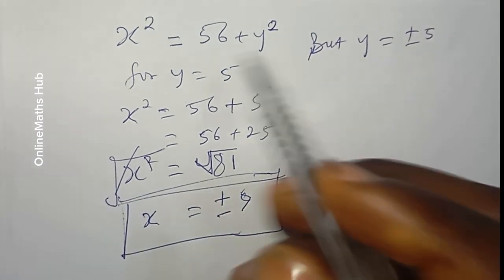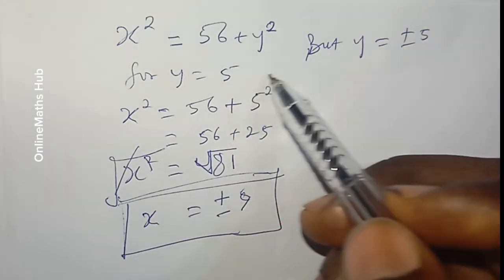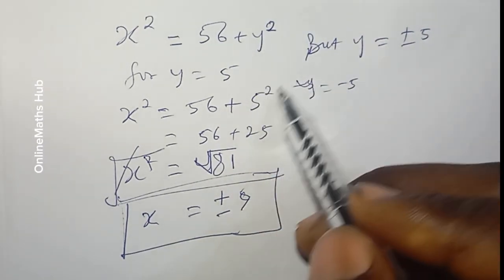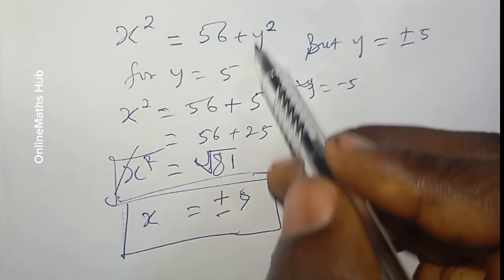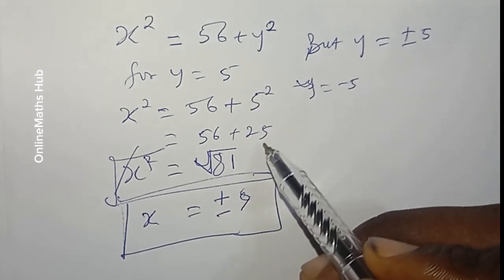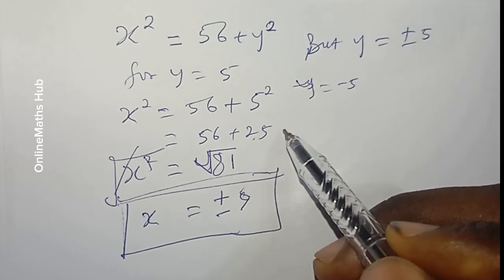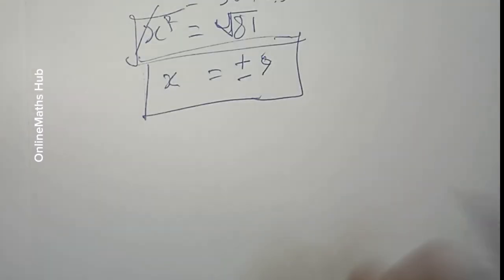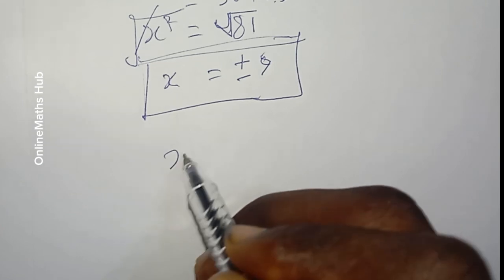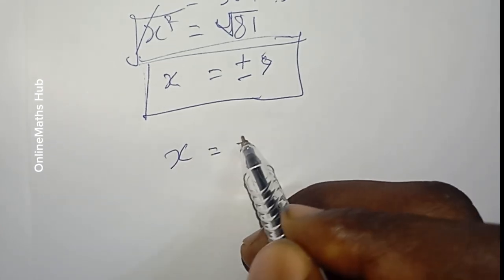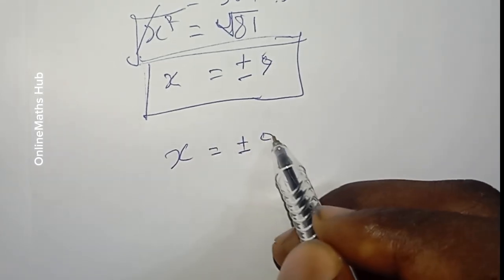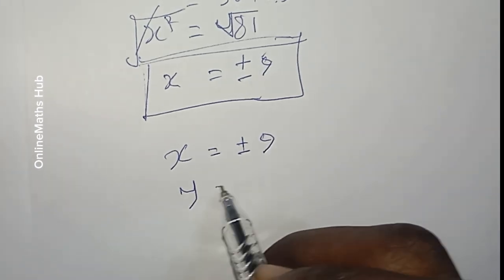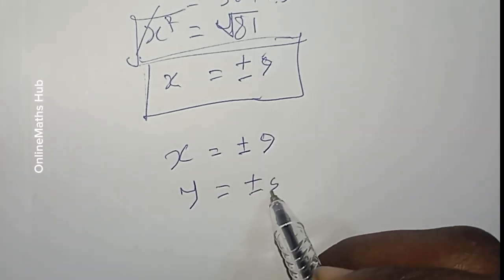Of course, when you substitute y equal to negative 5, you will also get the same thing, because when you square it right here, it will also give you 25. So it is pretty much going to be the same value. So the solution to the problem we've got here is that x is equal to plus or minus 9, and y is equal to plus or minus 5.